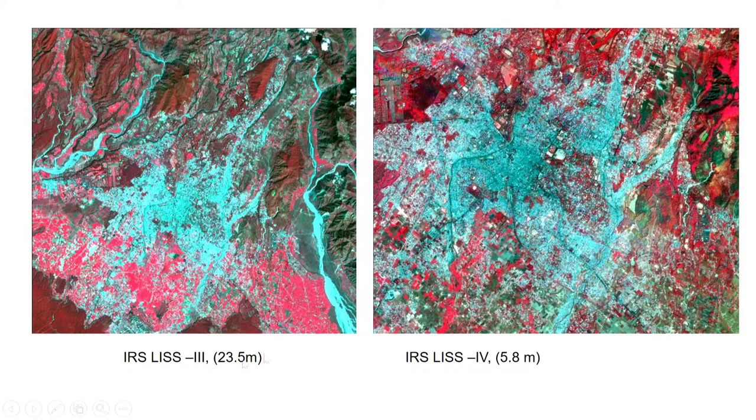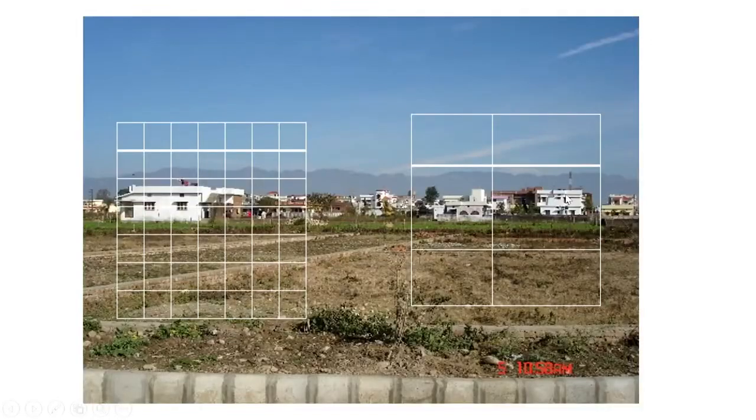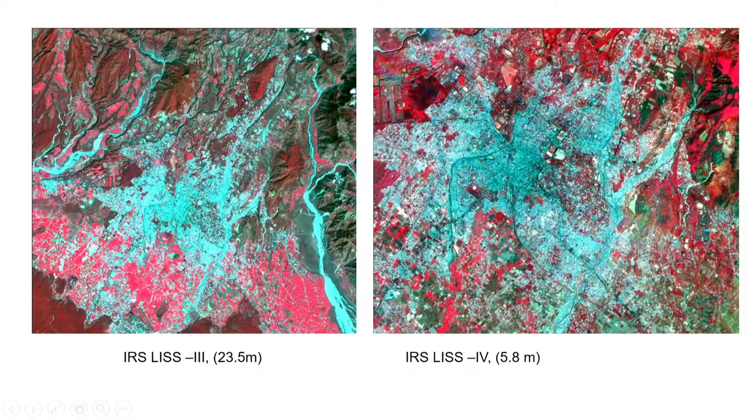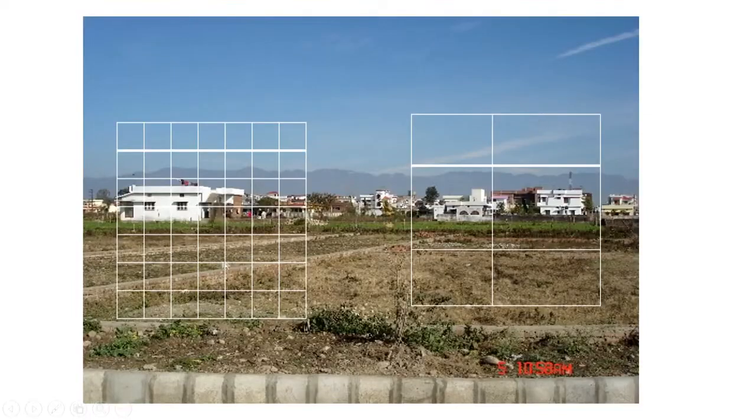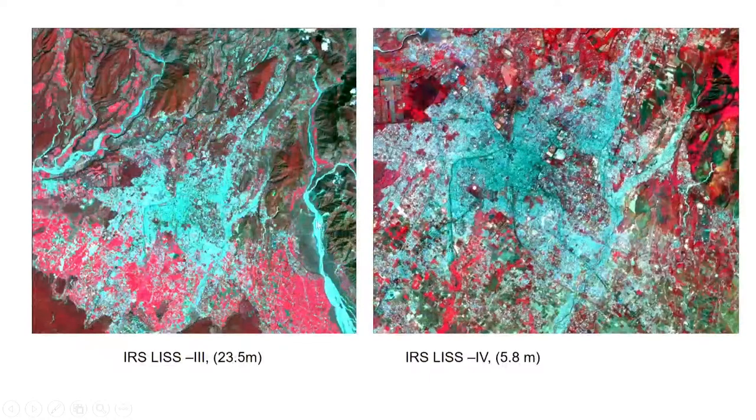But if you see, this is the image where the grid size is 23.5. But here in the same area, we have taken the image at a resolution of 5.8. If you compare, you can make out more detail, because here there will be fewer mixed pixels. You may get some pure pixels. So you see, your information content has suddenly increased when you go from a coarser to a finer resolution image.